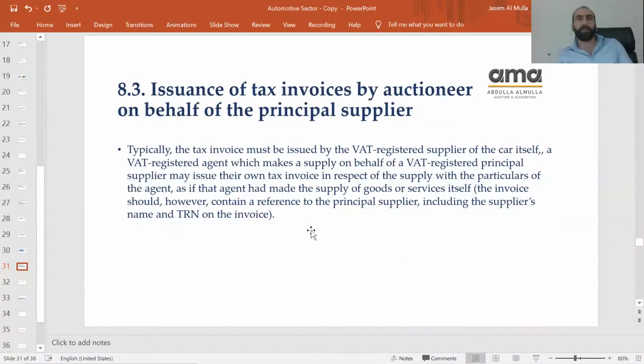Issuance of tax invoices by the auctioneer on behalf of the principal supplier. The tax invoice must be issued by the VAT registered supplier of the car itself. A VAT registered agent which makes a supply on behalf of a VAT registered principal supplier may issue their own tax invoice in respect of the supply, with the particulars of the agent, as if that agent had made the supply of goods or service itself. The invoice should, however, contain a reference to the principal supplier, including the supplier name and TRN on the invoice.